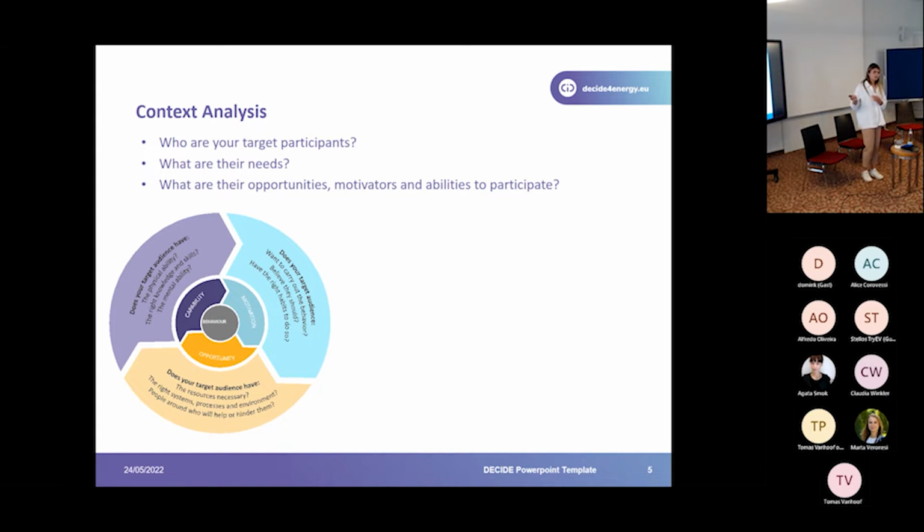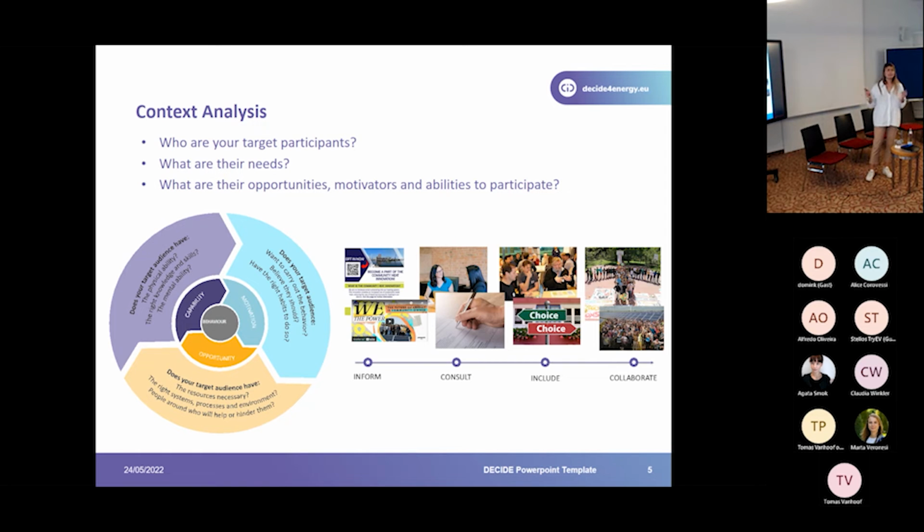And another thing about analyzing the context, and this is the level of involvement I was referring to. So we proposed basically a 4-step rising level of involvement that then initiatives can check, okay, what kind of action do I want to do with the citizens or with the community I'm talking about?